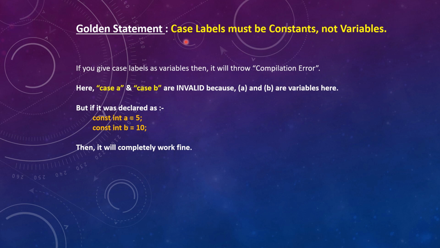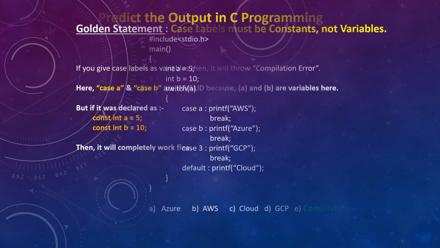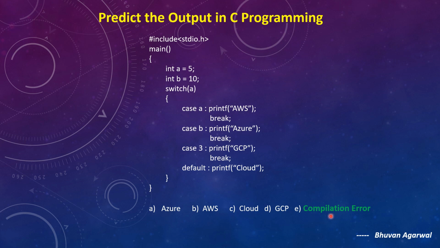So just remember this golden statement: case labels must be constants, they cannot be variables. If you remember this, then I hope you will definitely crack these types of tricky questions. So our correct answer is compilation error. I hope you got this concept, which is very important. Just remember the golden statement and also the solution which I gave you. If you make it a constant integer, then it will work completely fine in this case.